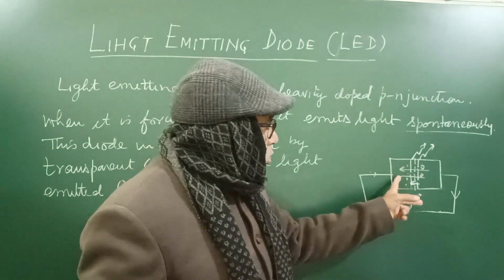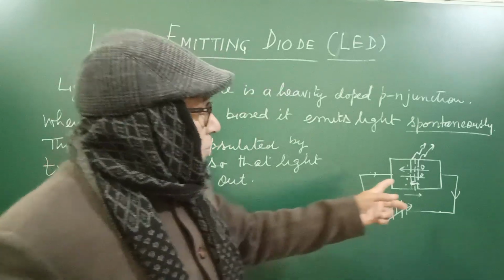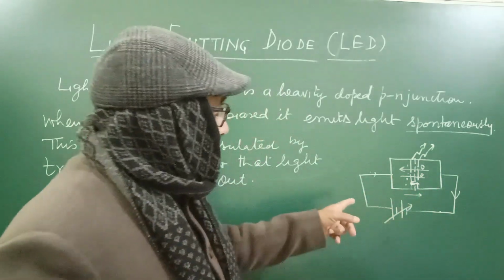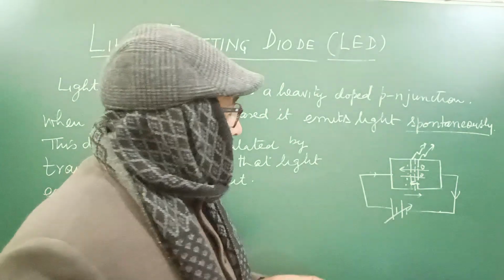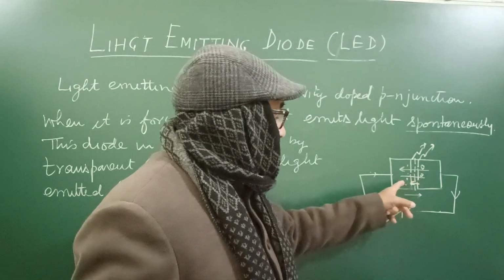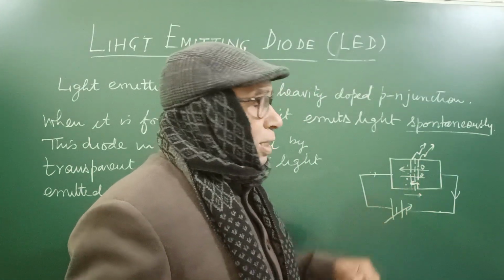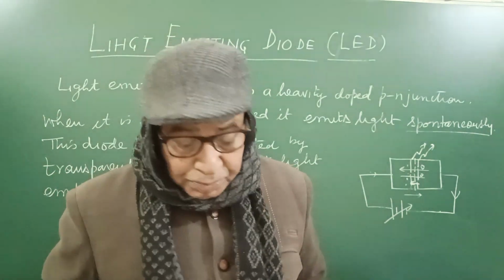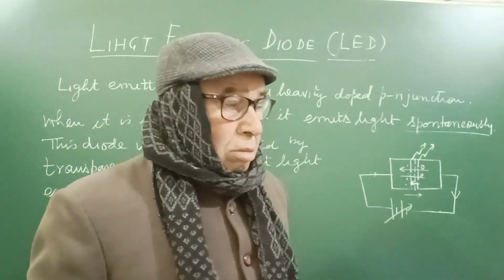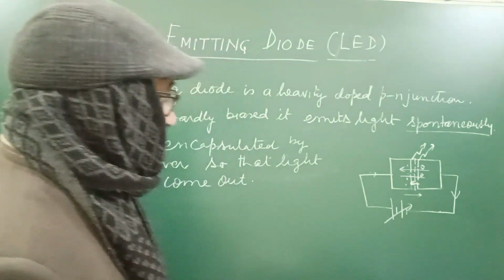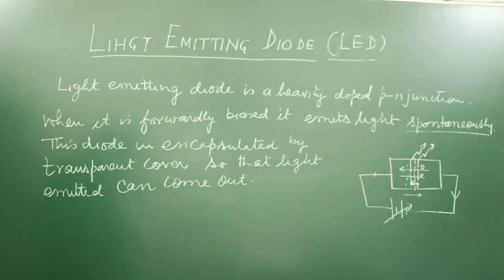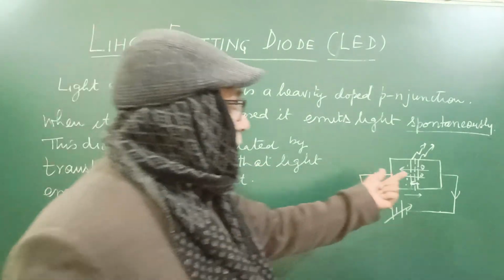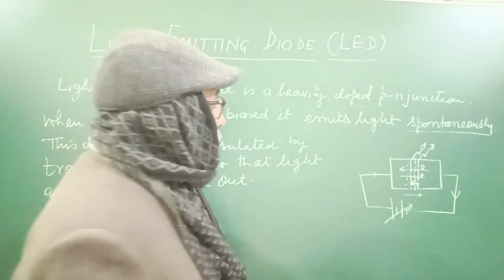So these holes jumping this way get combined with majority charge carrier electrons here, and the extra energy which they have is emitted in the form of light. Similarly, electrons jump from this to this. The electrons get combined with holes, so this electron-hole combination emits energy in the form of light. The color of light depends here on the material used.